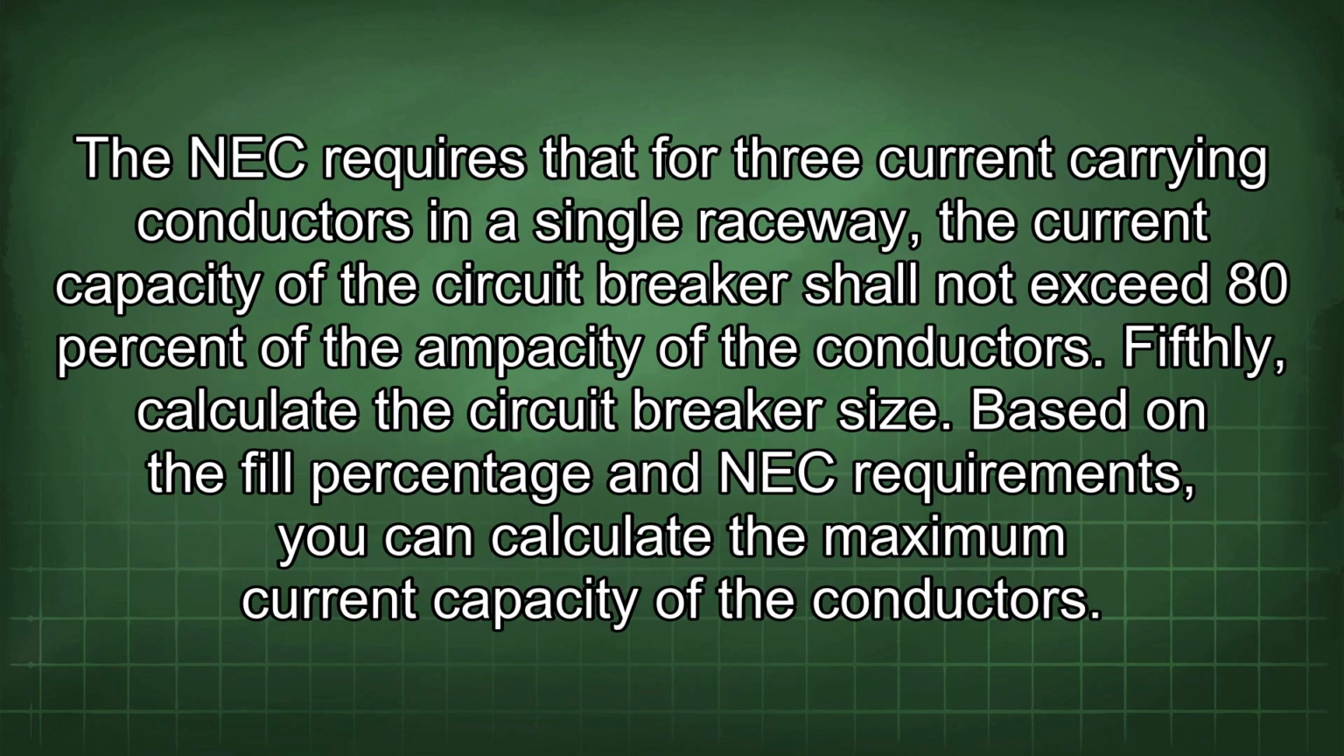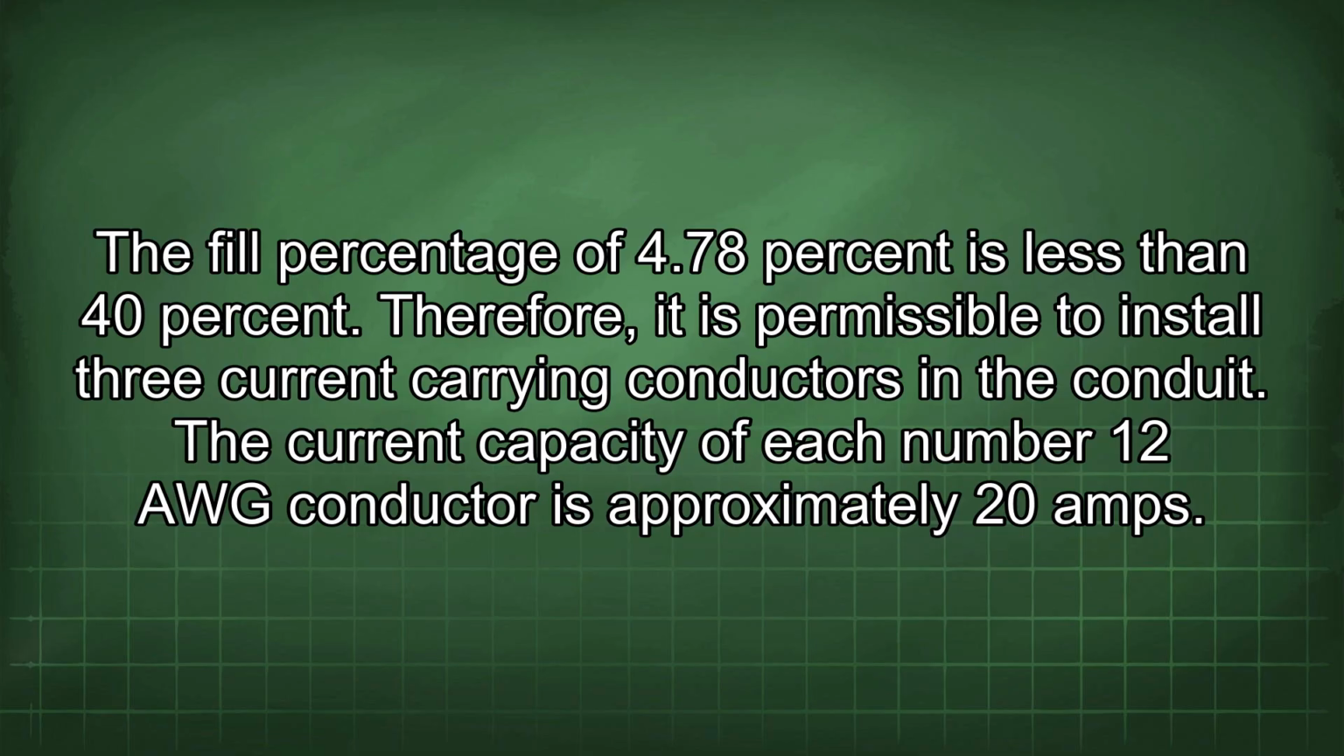The NEC requires that for 3 current carrying conductors in a single raceway, the current capacity of the circuit breaker shall not exceed 80% of the ampacity of the conductors. Fifthly, calculate the circuit breaker size. Based on the fill percentage and NEC requirements, you can calculate the maximum current capacity of the conductors. The fill percentage of 4.78% is less than 40%. Therefore, it is permissible to install 3 current carrying conductors in the conduit.